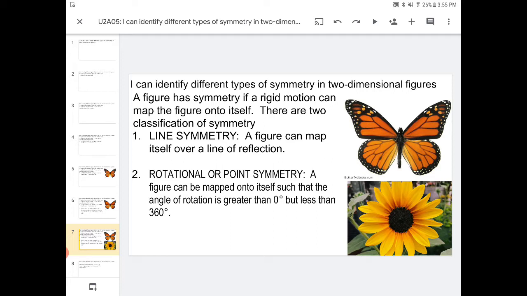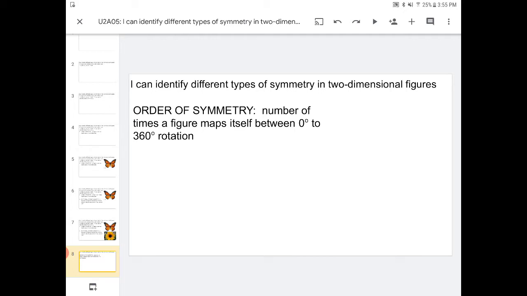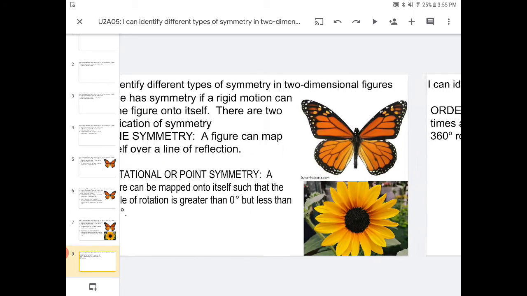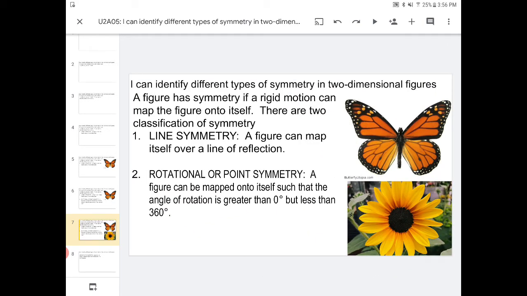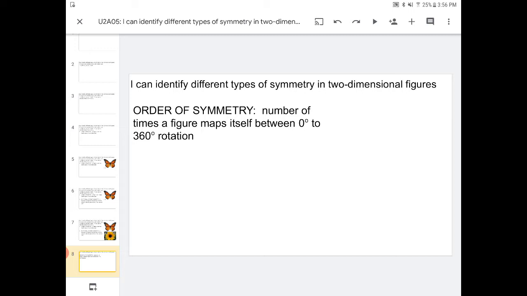Anything round will have rotational symmetry. When we talk about rotational symmetry, there are two things that we can talk about, one of which is called the order of symmetry. The order of symmetry is the number of times that a figure can map itself between 0 and 360 degrees. So if I look at this, the sunflower looks like it's going to have many orders of symmetry, because we can rotate this in many increments, and the sunflower will map onto itself. So the order of symmetry for the sunflower is going to be high.